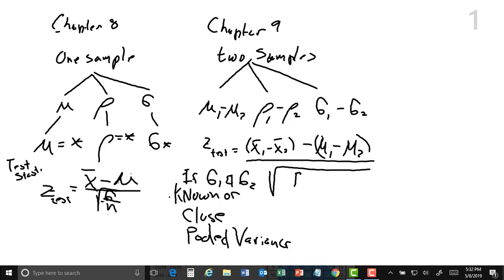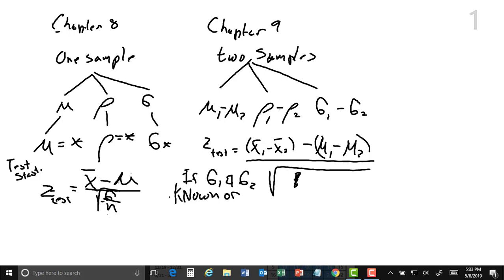So what they do in this case is they're going to call this kind of like P hat, Q hat. Oh, wait a minute. That's for proportion. I don't want that. I'm sorry. Okay, in this case, all right, let me, I got that wrong. So if sigma is known, then use it.